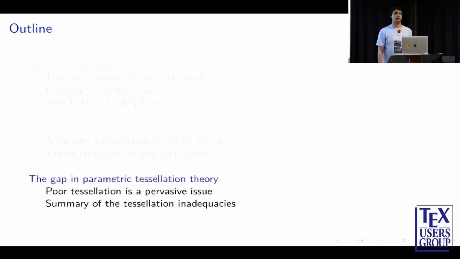Now, this is the big part of the talk. This is the part that I really want to get across to all of you. That's why I put it last. I think that this would be of benefit to the community to hear. There is a gap in parametric tessellation theory that I've noticed, at least. The gap is poor tessellation.